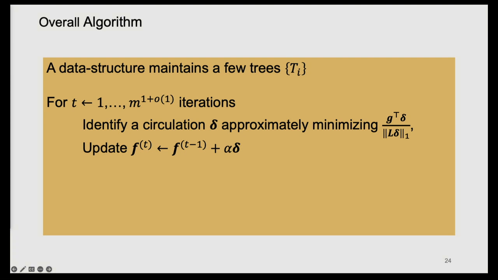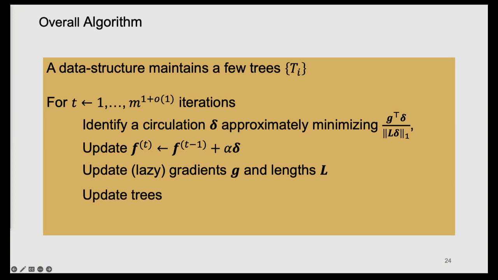And then the whole algorithm is just, we're running our IPM, we identify a good circulation that approximately updates things, then we update our flow. Then the interior point method tells us what some gradient entries and some length entries are that need to update. And I wrote lazy because if they've changed by less than a factor of 1.1, then you don't update them. Then you need to update your trees, and then you keep going. Okay, so that's the overall picture. And you just keep going.